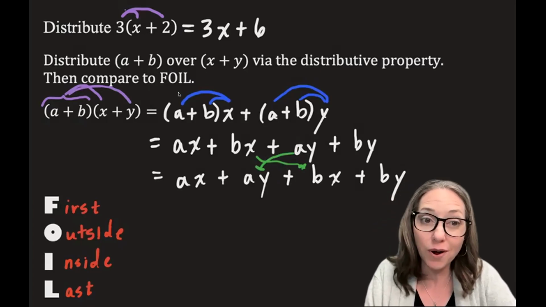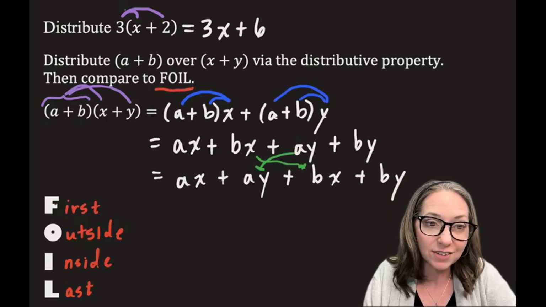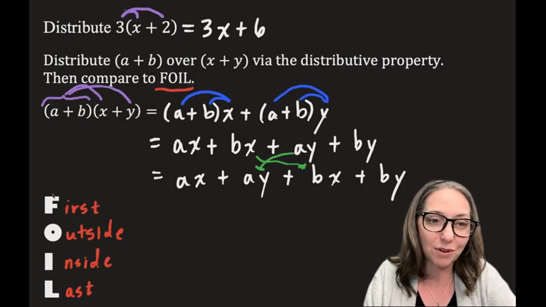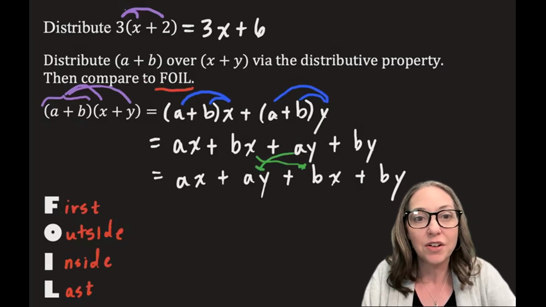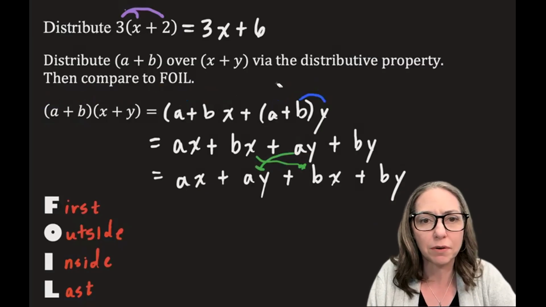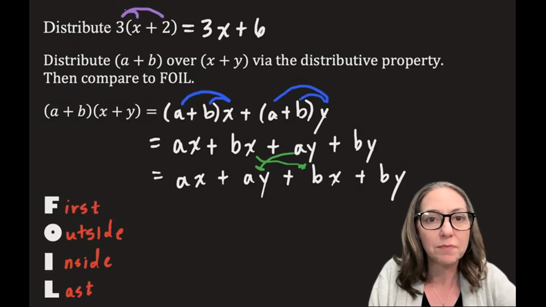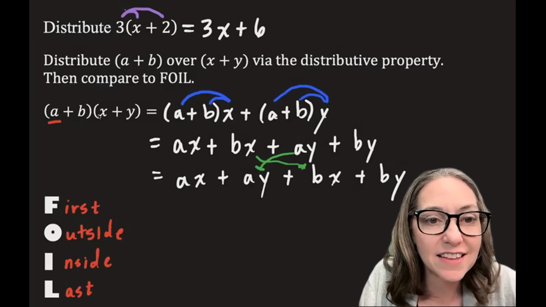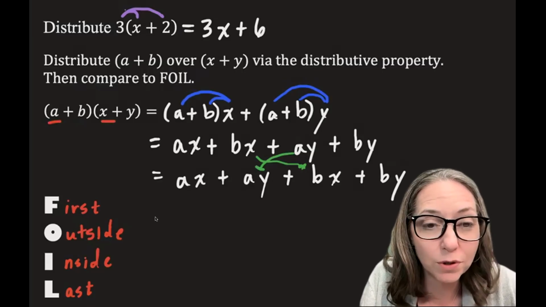Because if you FOIL, FOIL is a nice little acronym that stands for first, outside, inside, last. You'll get exactly this, right? So the first two terms in this little thing up here are the a and the x, right? So when we FOIL, multiplying that way, we do get first a times x plus.